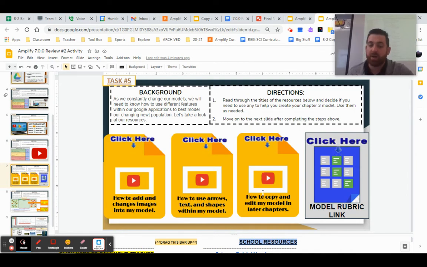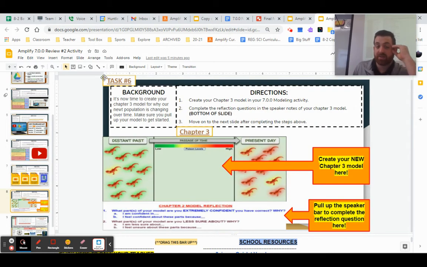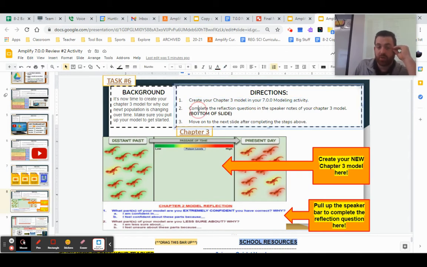So if you need help there, obviously pull that in. If you're somebody who needs resources on how to use shapes, text, and arrows, obviously watch that video. And then if you need help on adding new images or anything like that to your model, we'll watch that. But what we're going to do next is look at the rubric and an example of somebody's work to decide how we can make some improvements before you get to your Task 6, because Task 6 is where you create your Chapter 3 model and you complete the reflection afterwards.